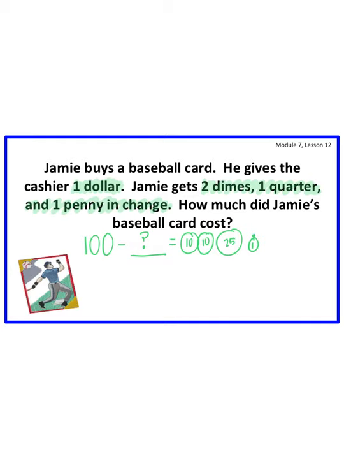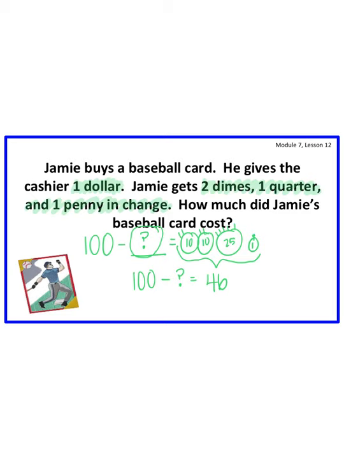Go ahead and pause the video. See if you can figure out what the baseball card cost. Okay, are you back? Well, there's not much we can do until we figure out what these coins add up to. So we're going to add those up first. So 25, 35, 40, 45, 46. So these coins are 46 cents. So 100 minus the baseball card means he got 46 cents back.